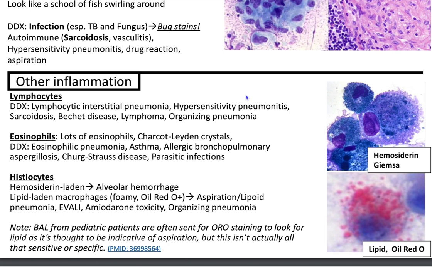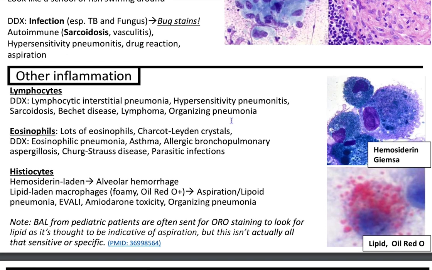If you see a lot of lymphocytes, think about lymphocytic interstitial pneumonia, hypersensitivity pneumonitis, sarcoidosis, Behcet's disease, lymphoma, organizing pneumonia. If you see a lot of EOs, if you see Charcot-Leyden crystals, you want to think about eosinophilic pneumonia, asthma, allergic bronchopulmonary aspergillosis, Churg-Strauss disease, parasitic infections, and histiocytes.